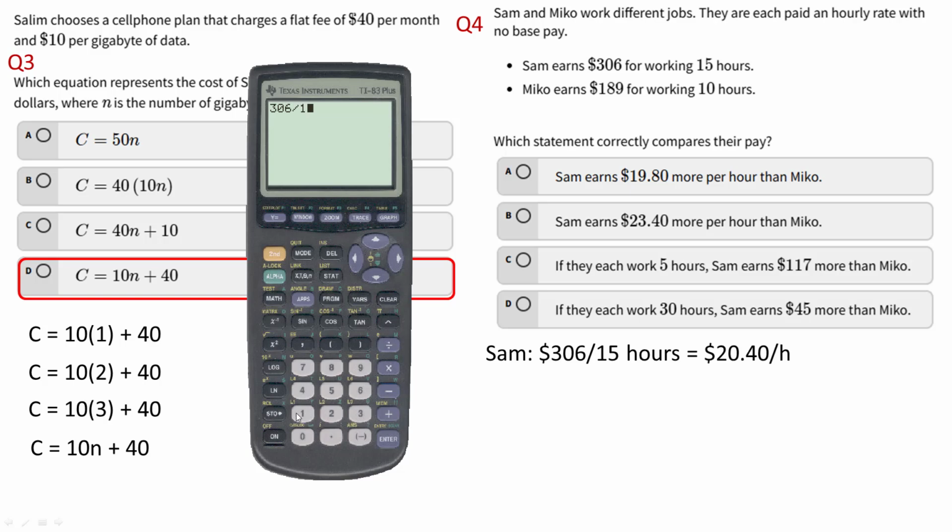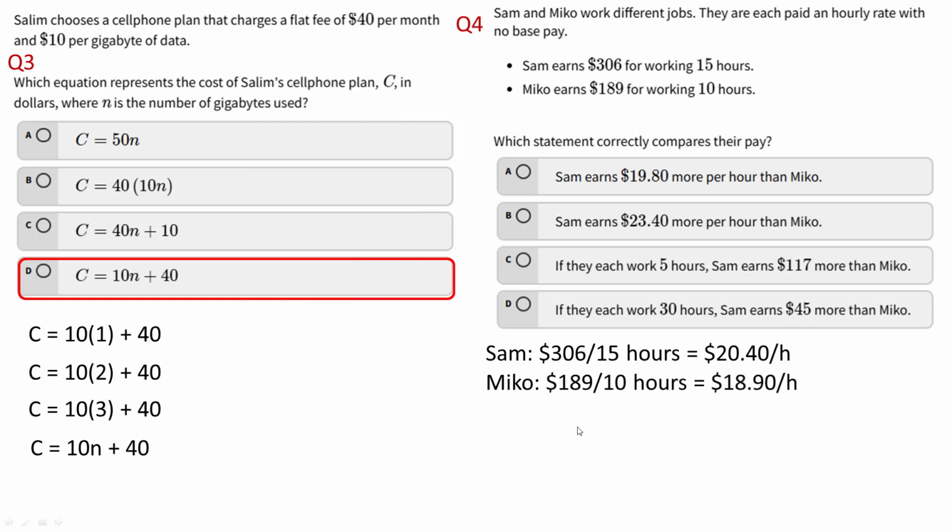306 divided by 15. So there's the answer, now it's 20.4. The calculator doesn't put a 0 there because it doesn't need to. If I told it to round to 2 decimal places, it would. But 20.4 would mean $20.40.